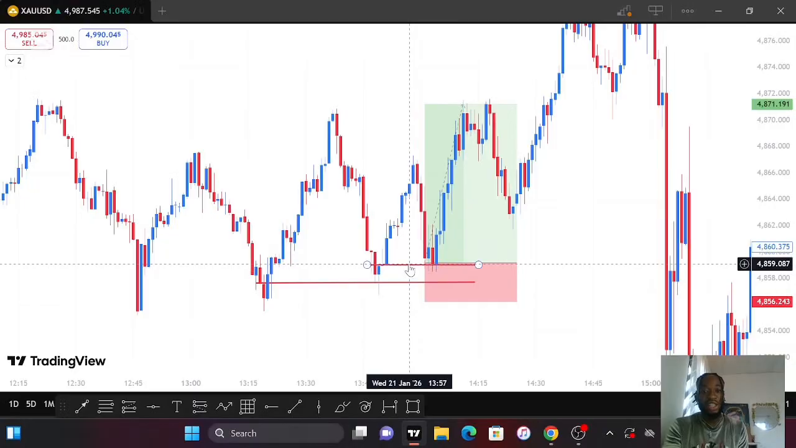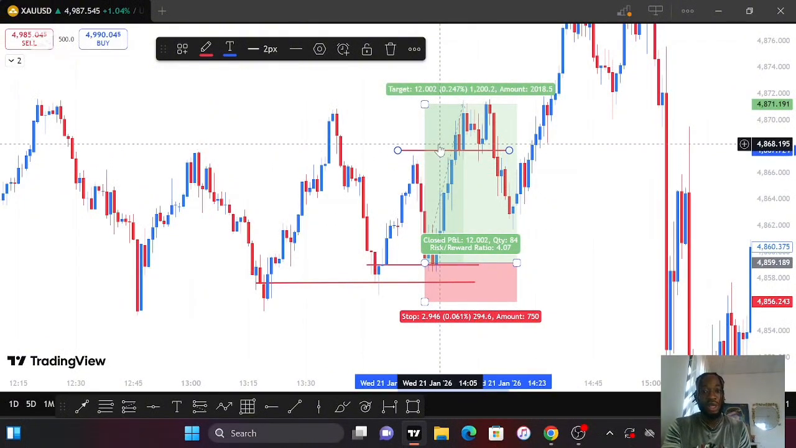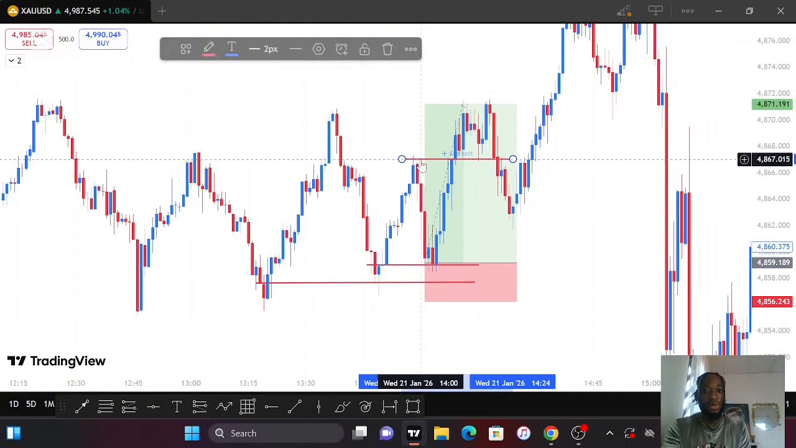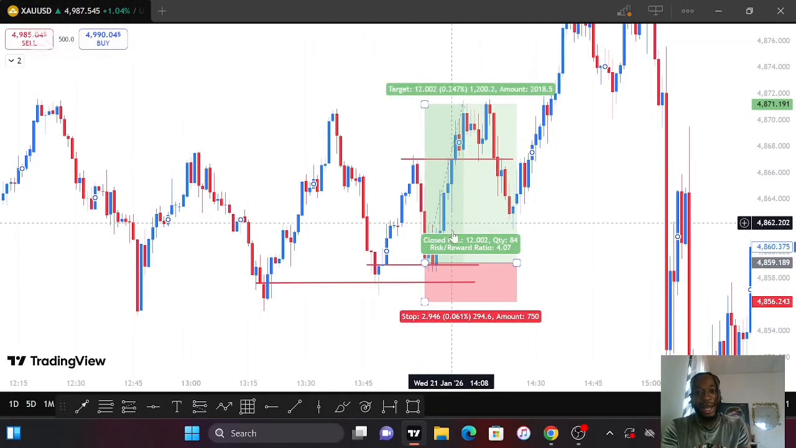This could be some sort of resistance zone for me. So let me adjust it. Some sort of resistance zone for me. So immediately when price tapped this, I was waiting. Then price retraced back. I jumped into my trade.